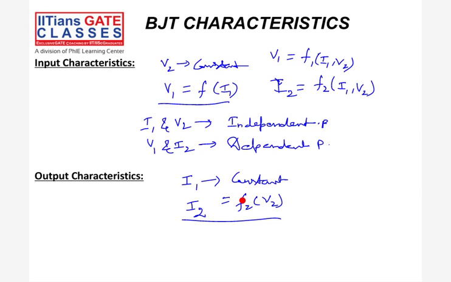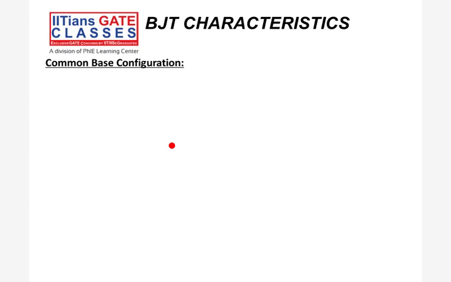We'll see all these things one by one. All these input and output characteristics will come in BJT configurations. We have 3 BJT configurations, and in all of them we'll have input and output characteristics. So first we'll start with the common base characteristic. In common base, what is happening? We have our transistor like this.